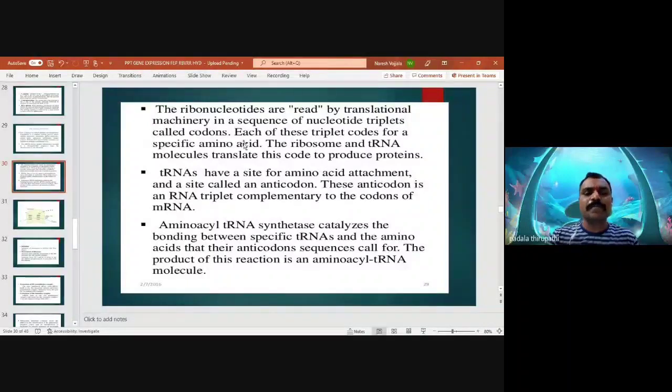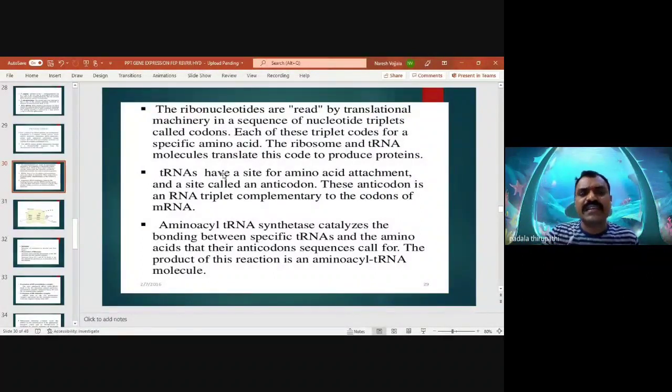For example, AUG is a triplet code. AUG codes for the amino acid methionine. So that's why these triplets code for a specific amino acid. The ribosome and tRNA molecules translate this code to produce proteins.